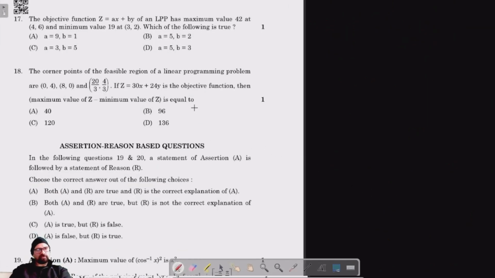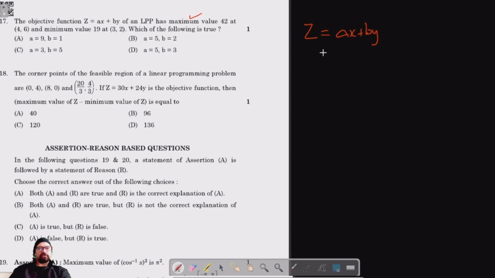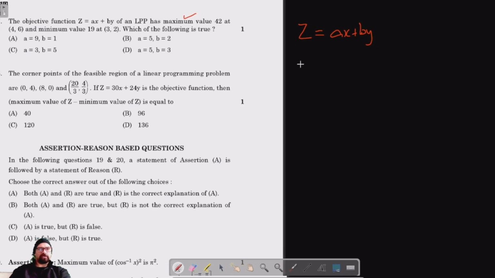For question number 17, it's given that the objective function z is equal to ax plus by. This has the maximum value 42. So it's given that the maximum value is 42 and that is at (4, 6). So for (4, 6), let's find out the value of z.